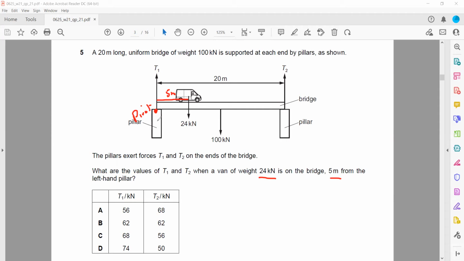So if we consider the left-hand pillar to be a pivot, a point of rotation, this 24 kilonewton will cause a clockwise rotation. This 100 kilonewton will also cause a clockwise rotation, and this T2 will try to cause an anti-clockwise rotation. But because it is in equilibrium, we can say the total clockwise moment equals the total anti-clockwise moment.